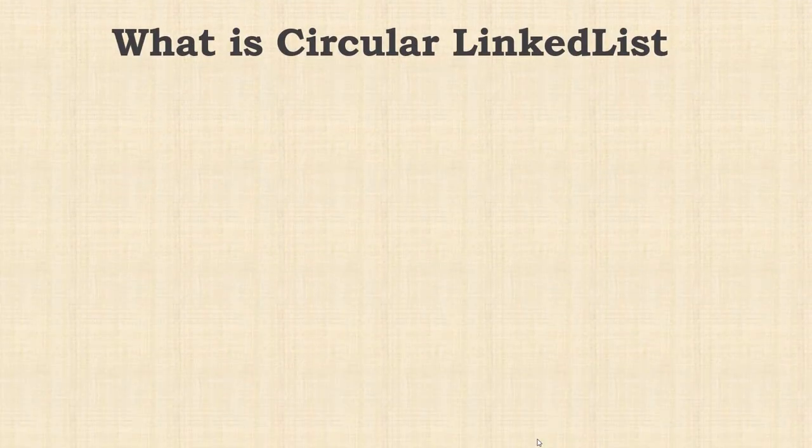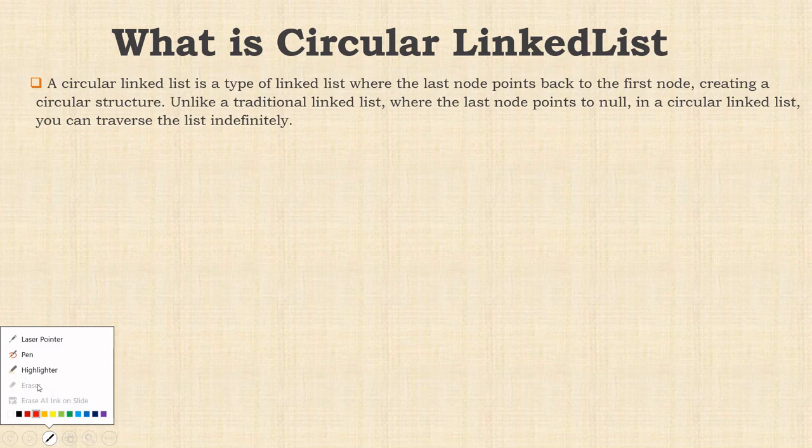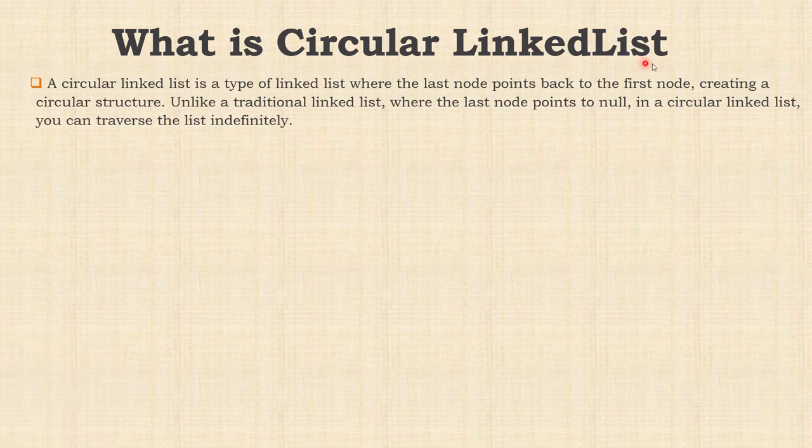So firstly we'll try to understand what is circular linked list. So if you know, circular linked list is a type of linked list. In previous video we have seen singly linked list and doubly linked list, and this is a third type of linked list. So a circular linked list is a type of linked list where the last node points back to the first node. So our last node will point back to the first node, creating a circular structure.